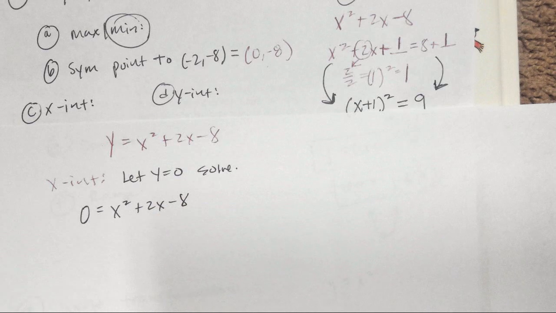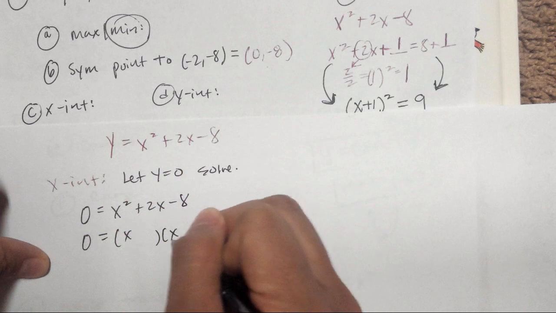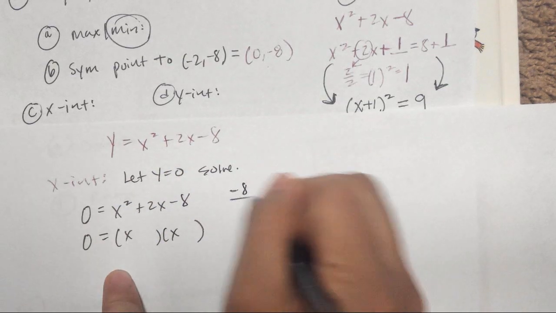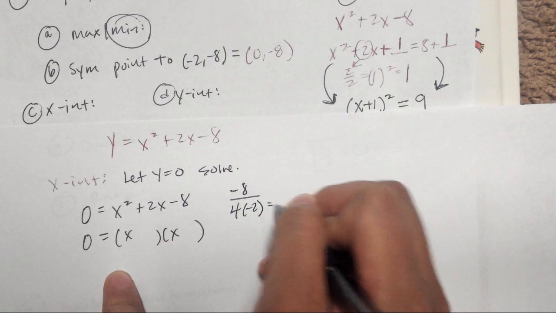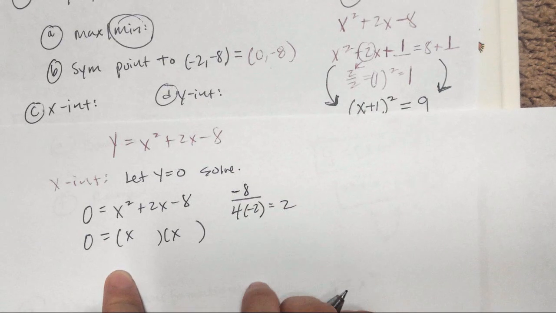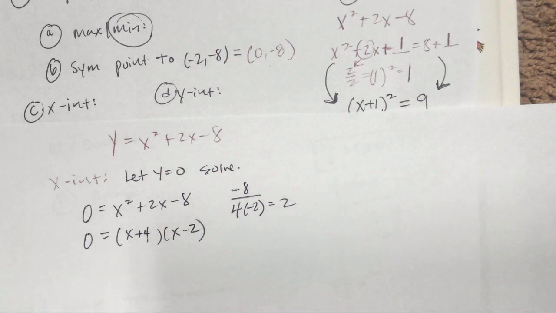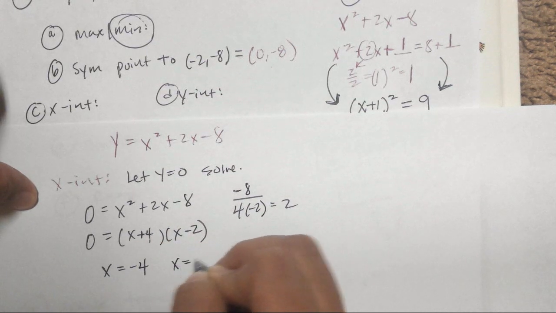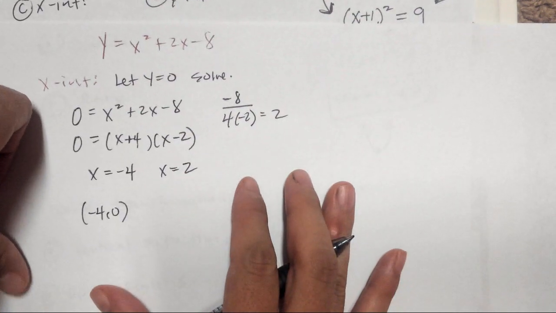And all I'm going to do is just factor. So what are my factors of -8 that add up to 2? 4 and -2, right? 4 times -2 is -8. 4 minus 2 is 2. So this is plus 4 minus 2. So my x-intercepts are -4 and 2. I could write this as -4, 0 and 2, 0.